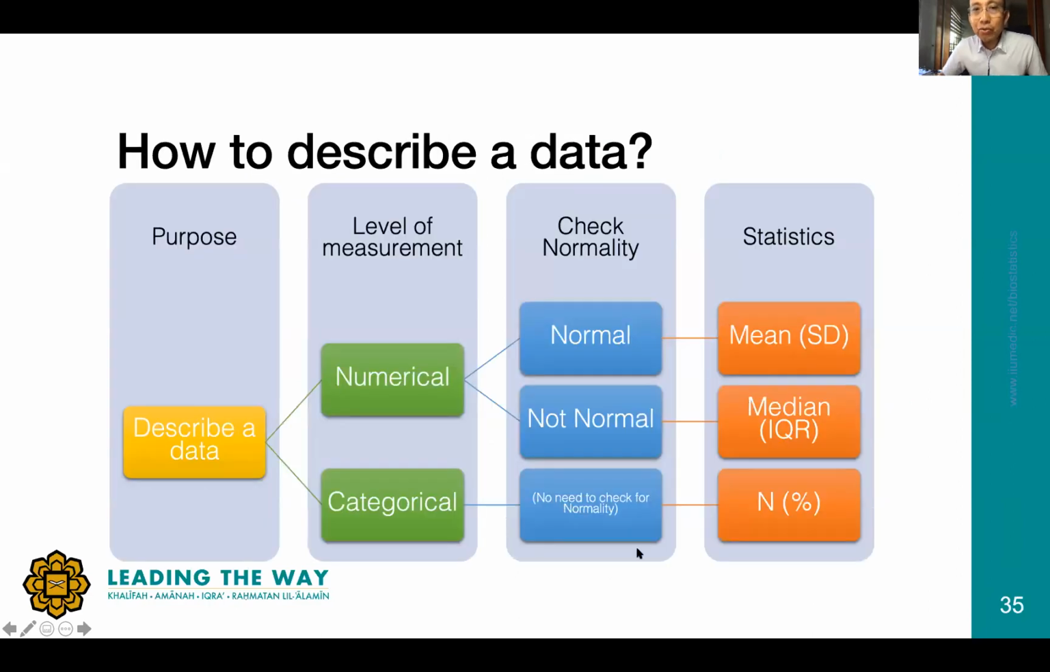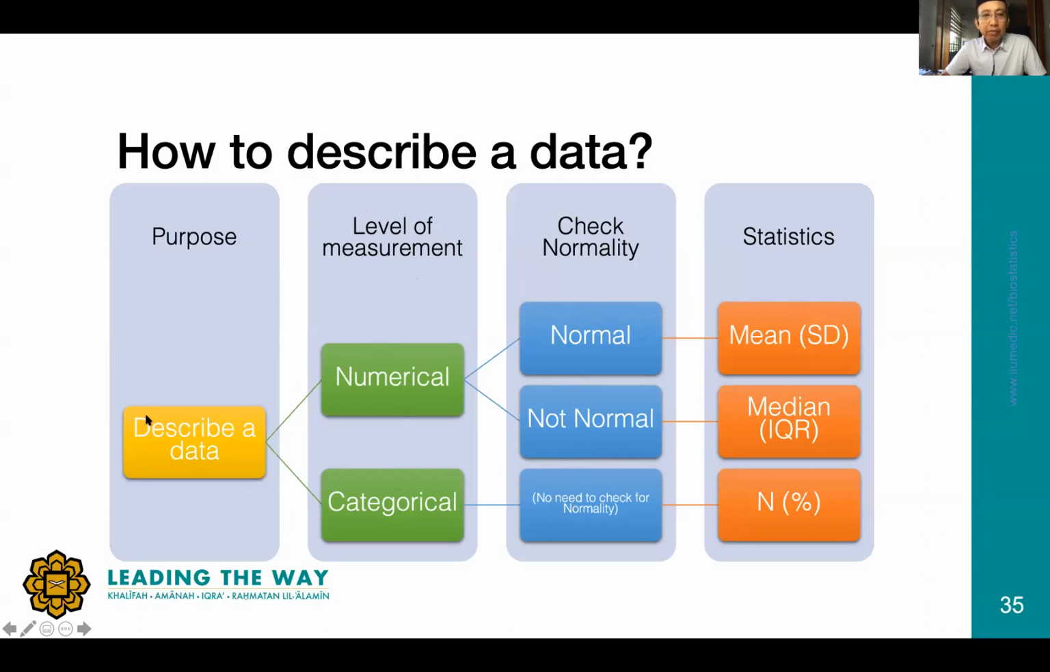So how to describe a data? I give you my second last slide. The purpose is to describe a data. First, check the level of measurement. You see? Now I am using all the fundamentals from just now. Level of measurement, numerical or categorical. If it is numerical, check normality, normal or not normal. If normal, you describe using mean. If not normal, you describe using median.